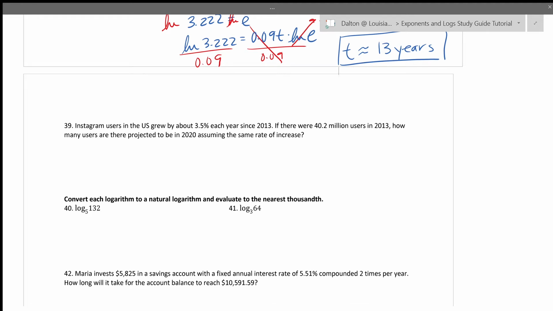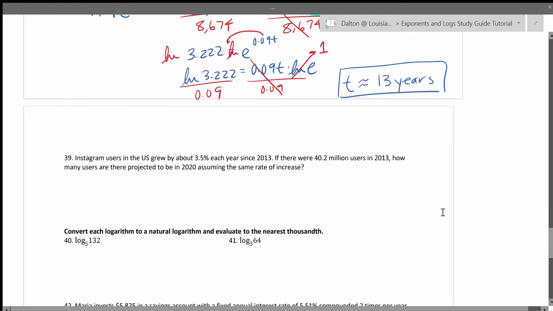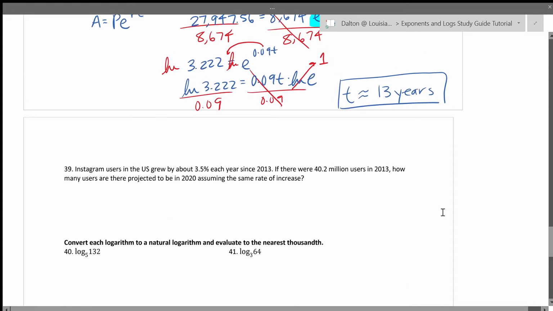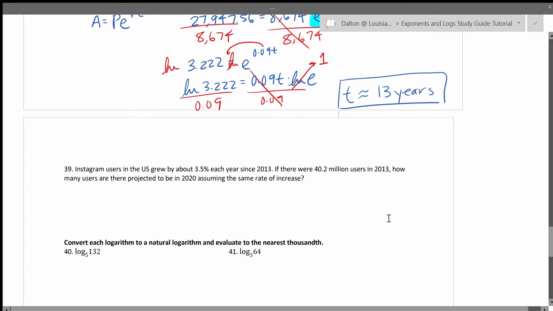Number 39, we're in the middle of doing our word problems. Instagram users in the US grew by about 3.5% each year since 2013. If there were 40.2 million users in 2013, how many users are there projected to be in 2020, assuming the same rate of increase? Many of our word problems deal with money and investments or population. This doesn't really have to do with either. I mean, you can kind of say population because it's number of users.